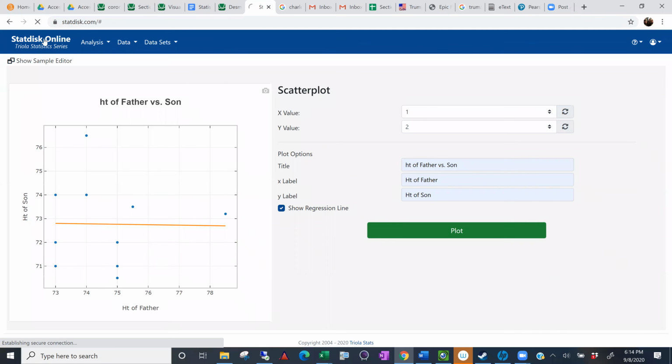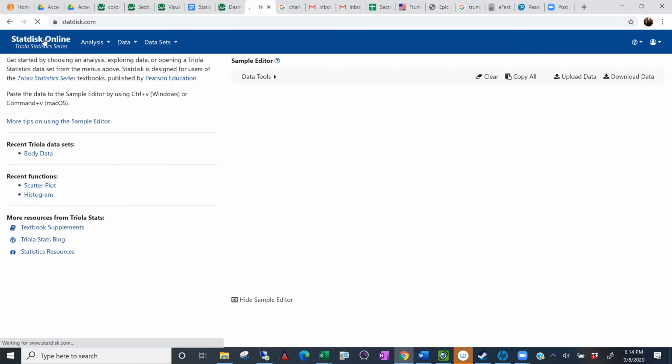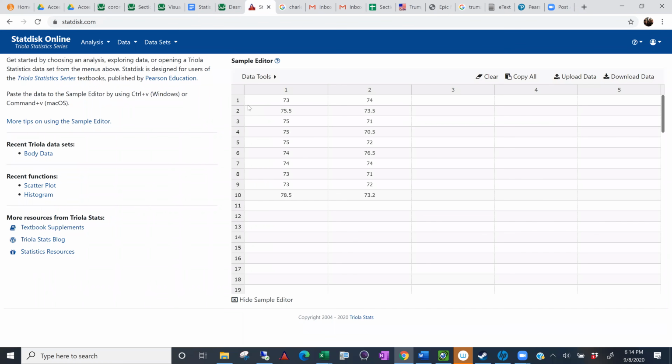Go back to Statdisk Online. So you click that icon in the upper left-hand corner. And I'm going to paste that into columns 3 and 4. So if I put my cursor there, hit Command V or Control V, depending on what you've got, you should get something like this for your data. And let's do another scatter plot of the data. So in column 3, you've got the decade starting in 1890. So that's a 0. 1 is the next decade, the 1900s, etc.